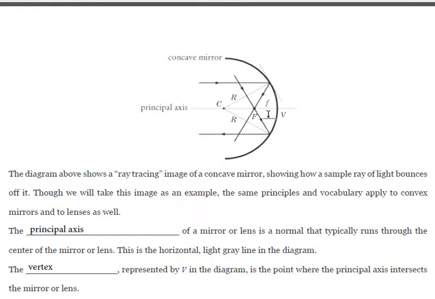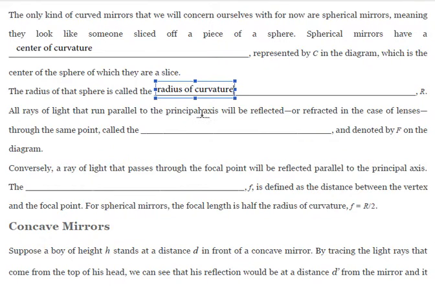So this point F, that's the point where everything gets focused. The point F is called the focal point, where all the light rays get reflected to. Just to clarify a little bit, if a ray comes in parallel, it goes through the focal point after reflecting. If it goes through the focal point before it hits the mirror, then it gets reflected parallel. So conversely, a ray of light that passes through the focal point gets reflected parallel to the principal axis.